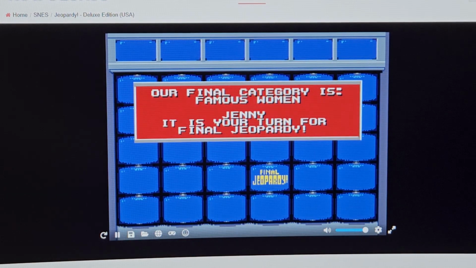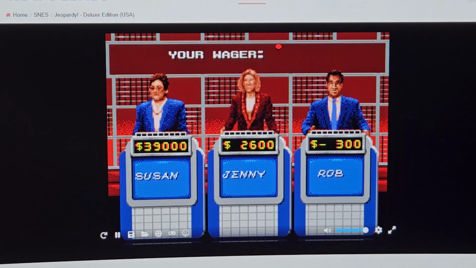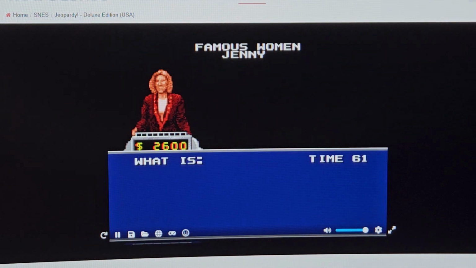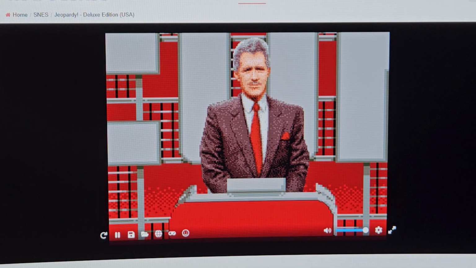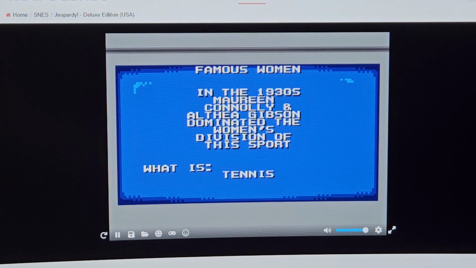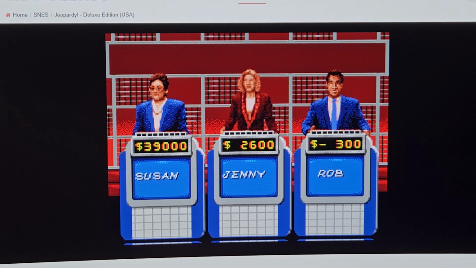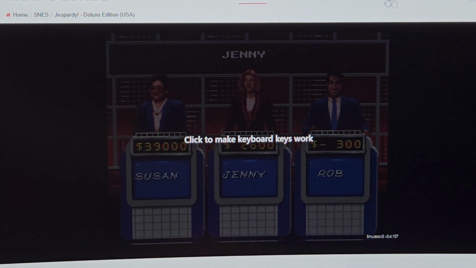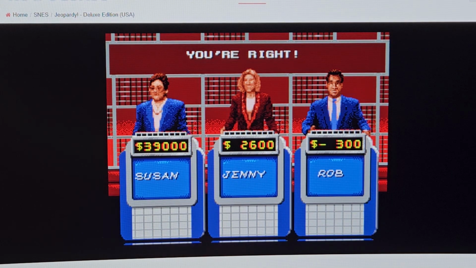Okay, so if Susan gets this right, she will be guaranteed $50,000. So it's just the ladies around for Final Jeopardy. Is it tennis? Yes, it is. So let's see how we all did. Rob didn't take part. Jenny got it right, and she goes up to 5,200, whereas Aunt Susan got it right, and she goes up to $50,000.